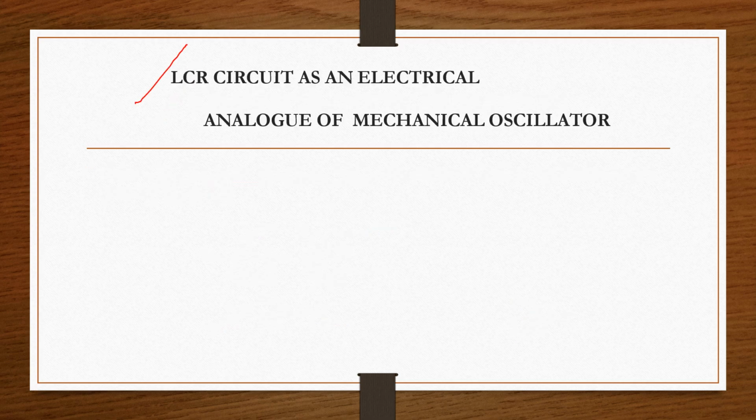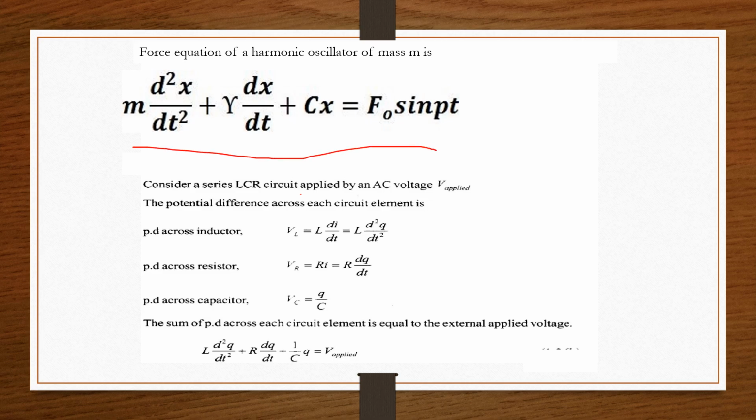Now next is LCR circuit as an electrical analog of mechanical oscillator. This is the force equation of a forced harmonic oscillator. Now if you consider an LCR circuit, the potential difference across the inductor can be written as L into di by dt, that is L into d squared q by dt square. Potential difference across the resistance VR is equal to Ri, which is R into dq by dt. Potential difference across the capacitor Vc is equal to q by c.